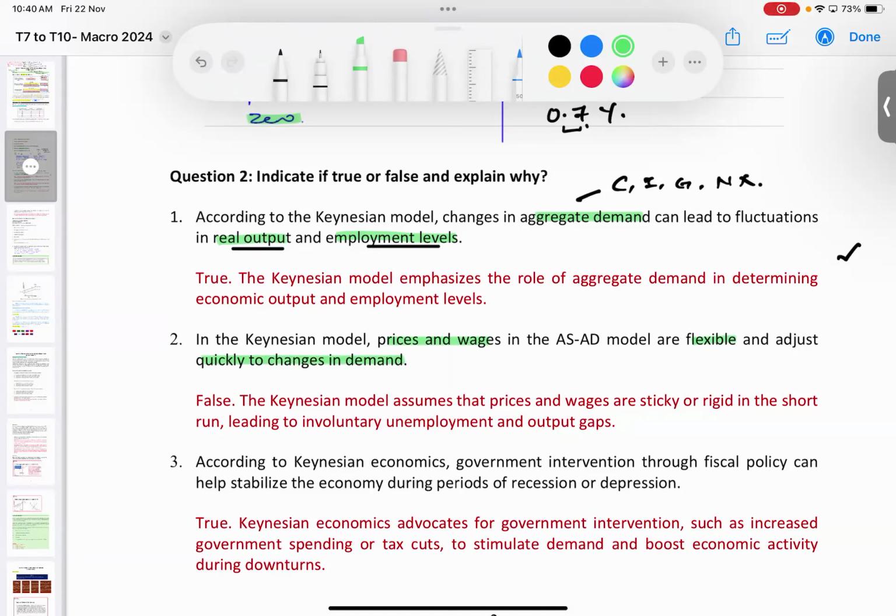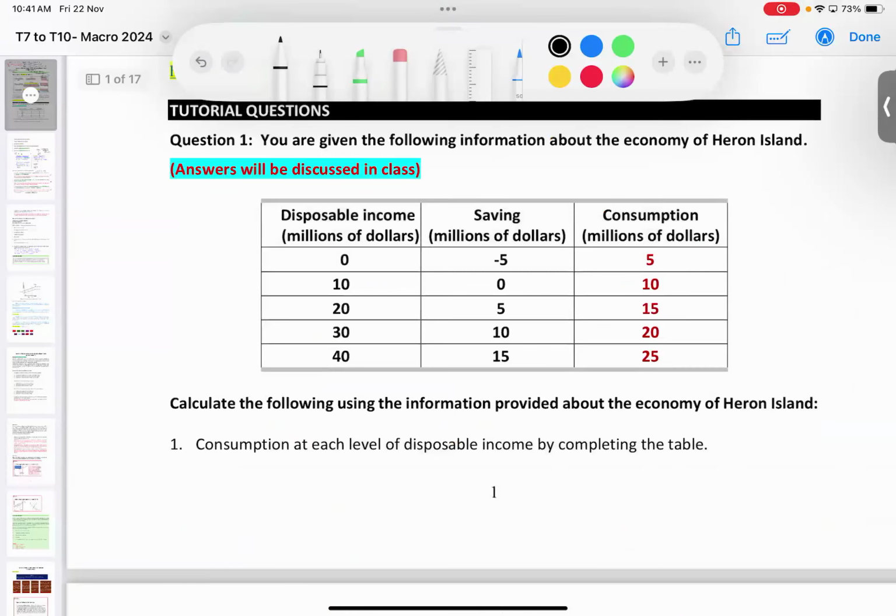This is wrong. Remember last week, when we learned about inflation and the Phillips curve, we said wages are sticky in the short run, right? So wrong. Prices and wages are not flexible in the short run, so they do not adjust quickly to changes in demand. According to Keynesian economics, government intervention through fiscal policy can help stabilize the economy during periods of recession or depression. Yes, this is why he proposed the concept of the multiplier effect. You can link this one to the multiplier effect, so in your assignment you can talk about the multiplier effect as well.